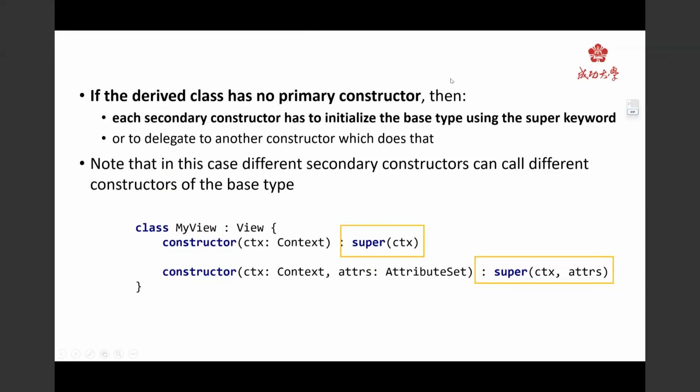Now when you inherit a parent class and suppose your class doesn't have a primary constructor, then each secondary constructor in your class has to initialize the base or the parent class using the super keyword, such as shown over here. This is very important, otherwise your object won't be able to be initialized properly.